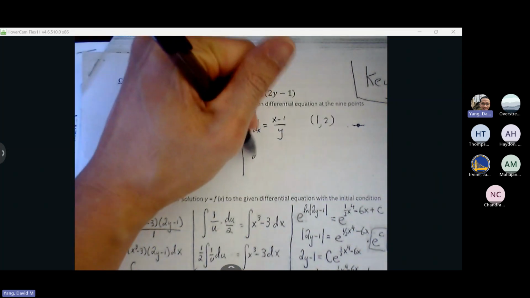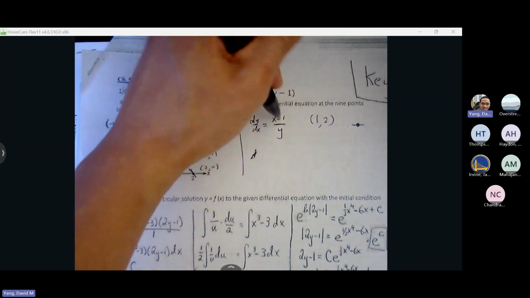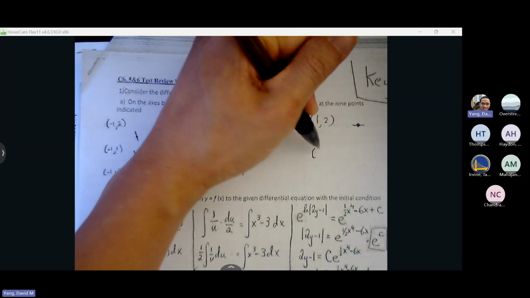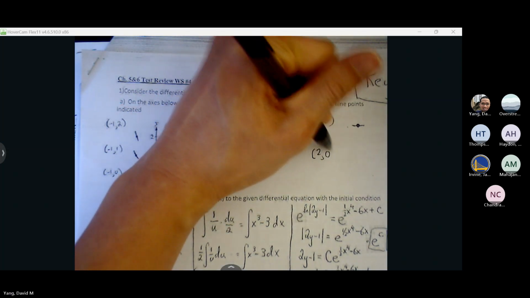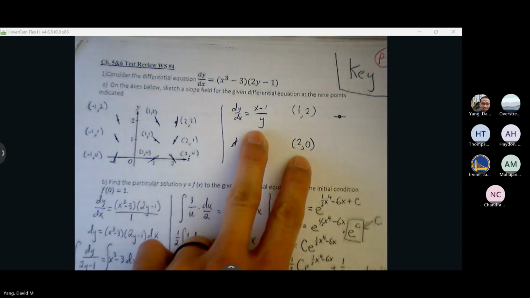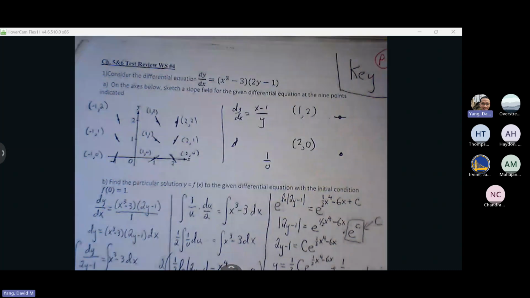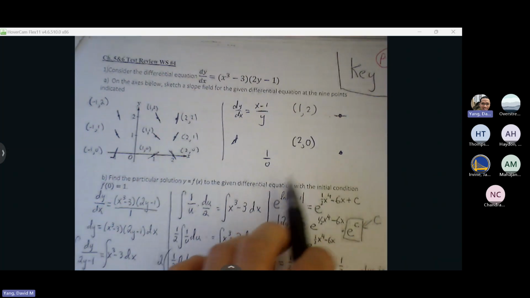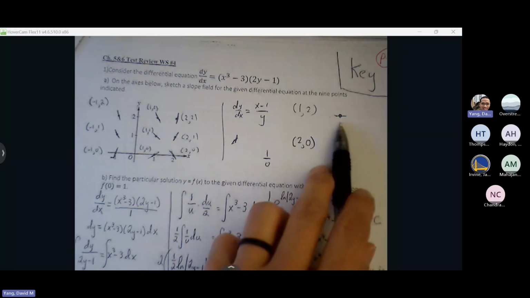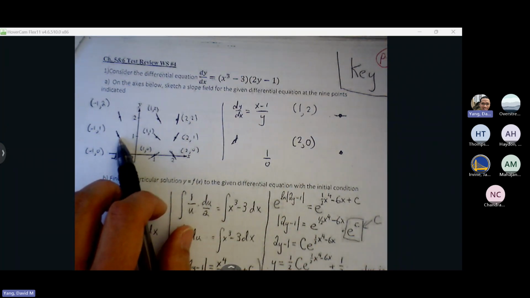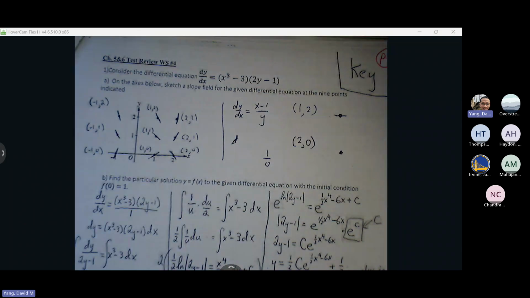What if it was again dy/dx equals (x minus 1) over y, and the ordered pair was 2, 0? It'll be 1 over 0. Then what would you do at that ordered pair? Leave it blank. Yeah, if something is undefined, you leave it blank. If it's 0, you do a horizontal line. Positive slope, you know what that looks like. Negative slope, you know what that looks like. So there are 4 options of what you can do at an ordered pair.